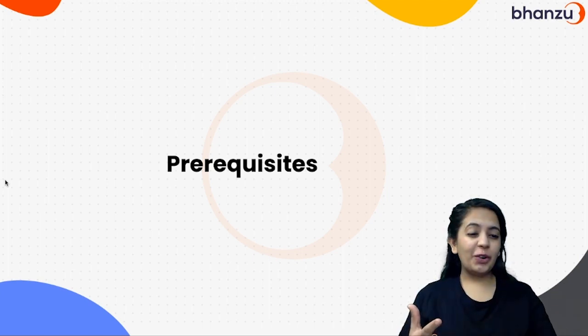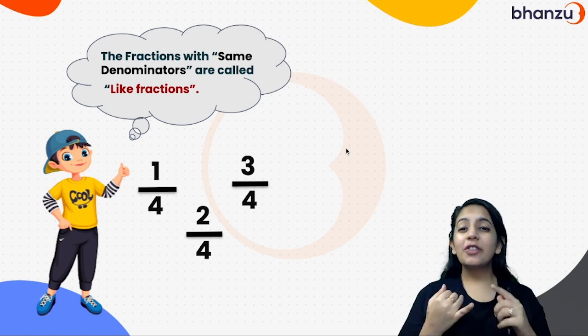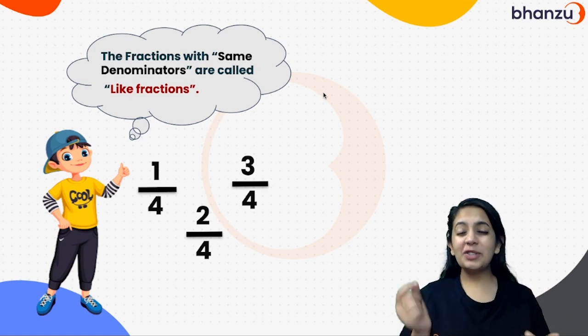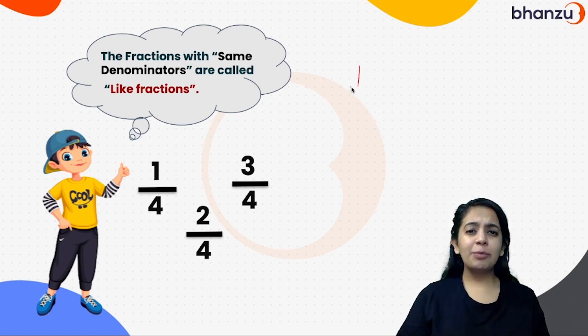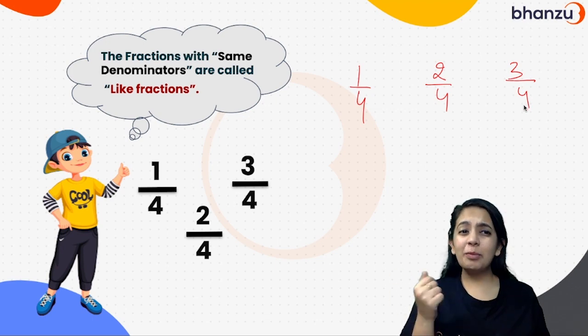So let's quickly recall like and unlike fractions. What are like fractions? The fractions with the same denominator, and it's very easy to compare like fractions. Suppose we have the fractions like 1/4, 2/4 and 3/4. Because we have the same denominators here, we just need to compare the numerators.